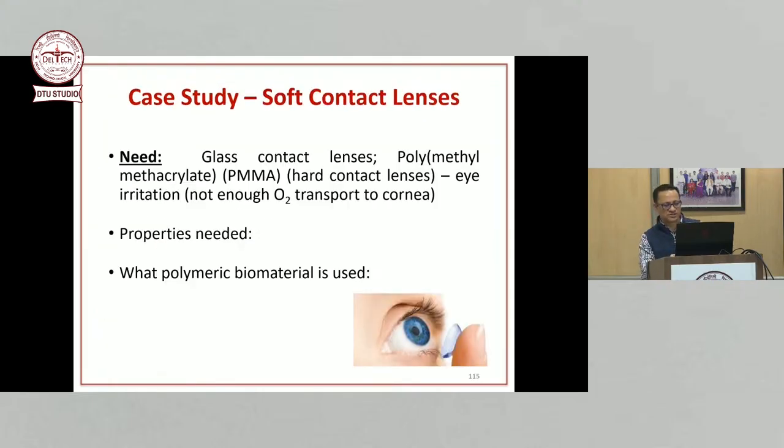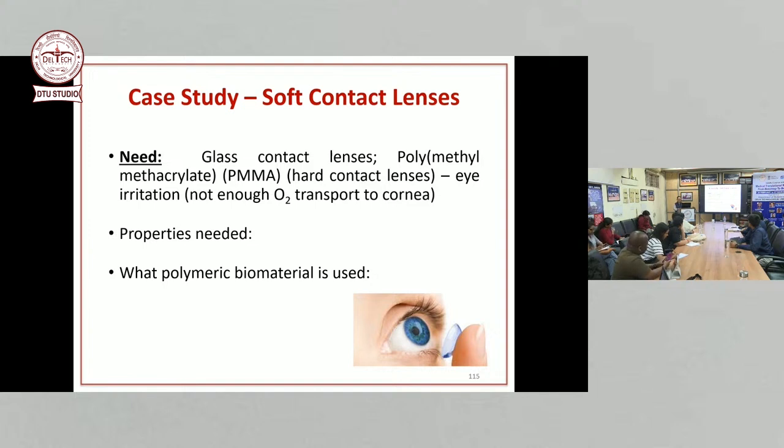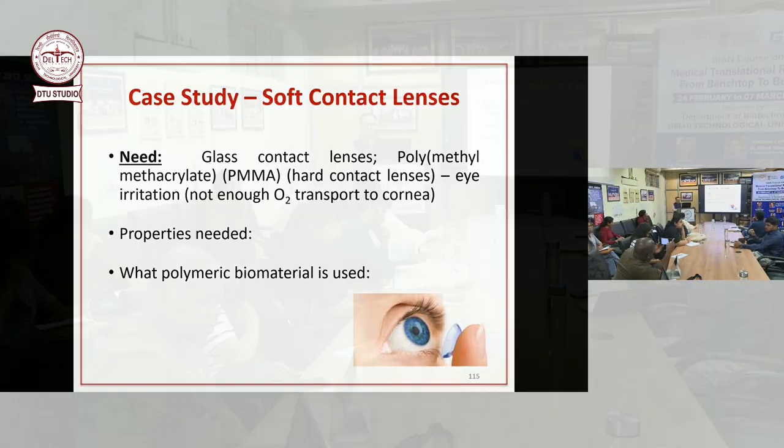Now you guys have to do it. Think yourself, take 3-4 minutes and try to solve this problem. What do you think? I have already mentioned the need: we need soft contact lenses because there is not enough oxygen transport to the cornea. But what do you think are the properties needed for this material? And what is a good polymeric biomaterial used?